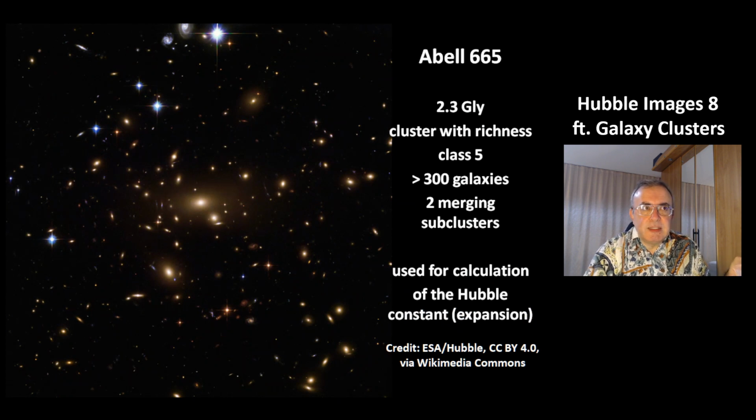This is Abell 665 at a distance of 2.3 billion light years. It is a cluster with richness class 5, which means it contains over 300 galaxies, and it has two subclusters which are in the process of merging. And this big galaxy cluster was used for the calculation of the Hubble constant, which describes the expansion of the universe.